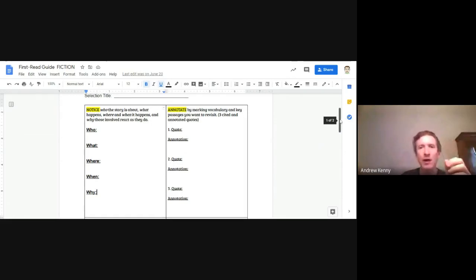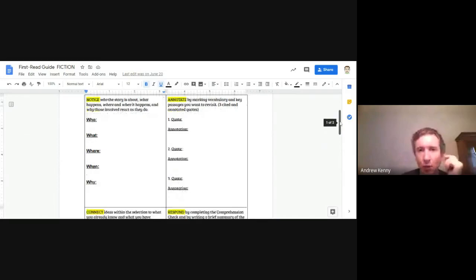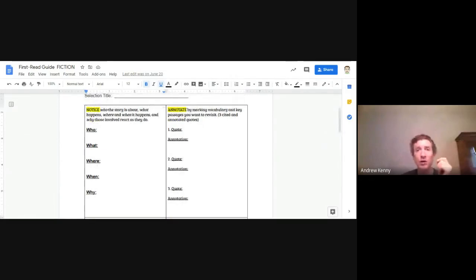Let's look at the top right, Annotate. Okay, now this is important. This is probably the most important thing you're going to do. You are going to pick 3 different quotes, and you are going to annotate them. So the quotes that you're going to pick are going to be quotes that are dealing with fear. So I would type in my quote right here.